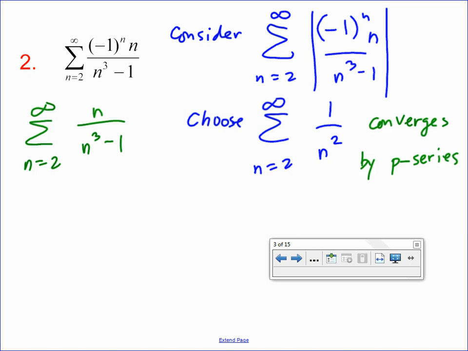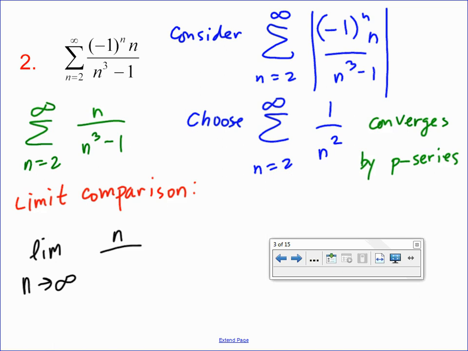That's okay. I can use limit comparison. That gets right around it. So I'll use the limit comparison test, because I think it's going to behave like 1 over n squared. So let's do limit comparison, where we'll consider the limit as n goes to infinity of original series over comparison series.